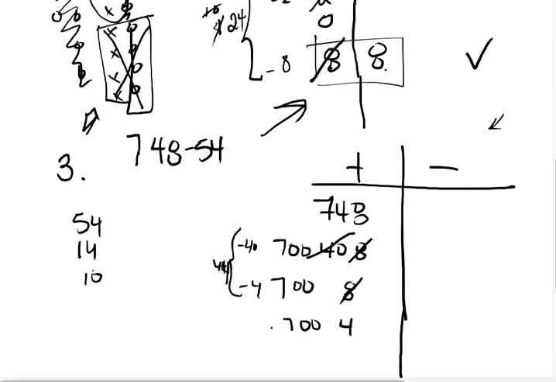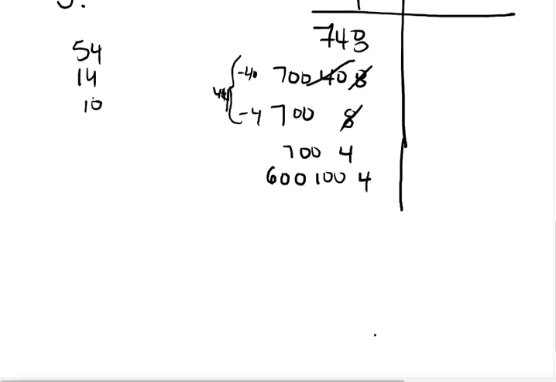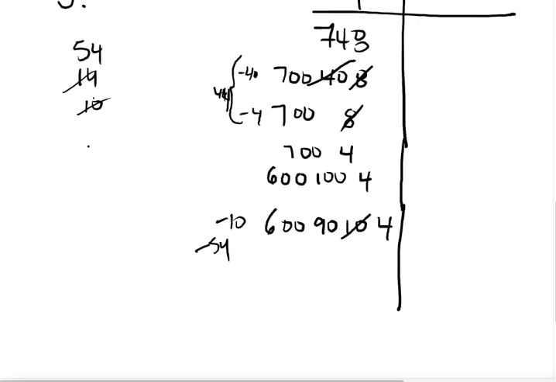So I break up this 700 into 600, 100, and 4. And then I continue to break that up, because it's still not easy to take away my 10: 600, 90, 10, and 4. And now I can take away my 10 easily. So minus 10. Now I've taken away the full negative 54, so I know I can stop. Or here I've taken away the 10. So all that I'm left with is 694, which is 694.